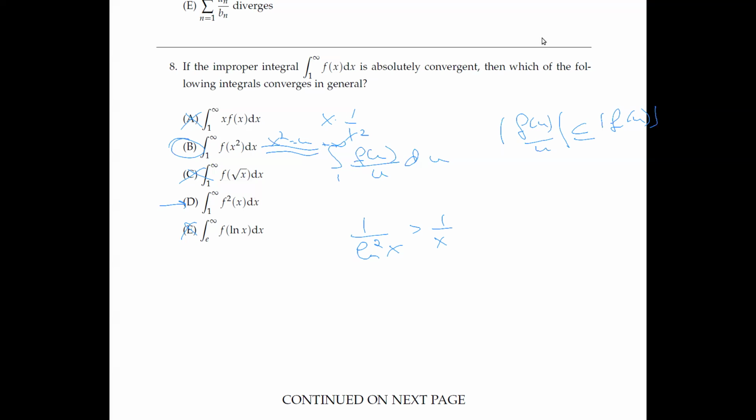Please rejoin and we will discuss why f squared can be divergent, even if f is absolutely convergent. Come back.